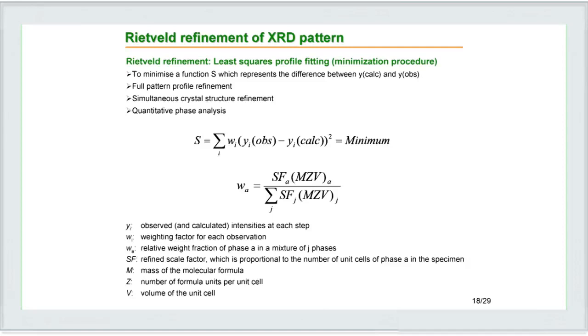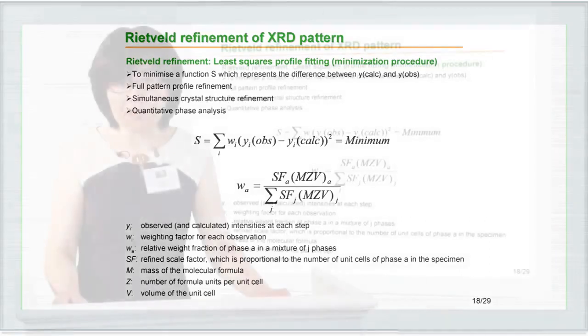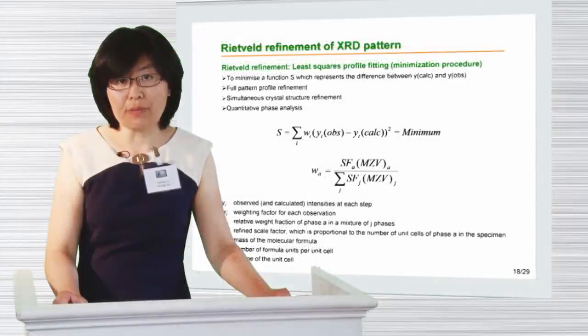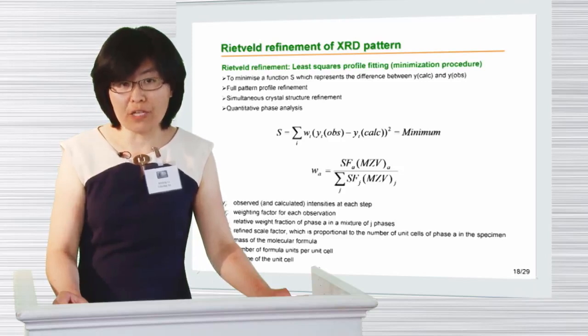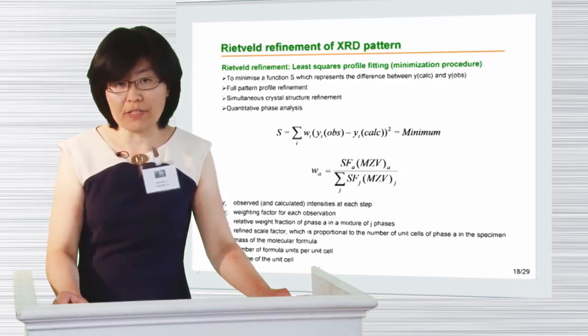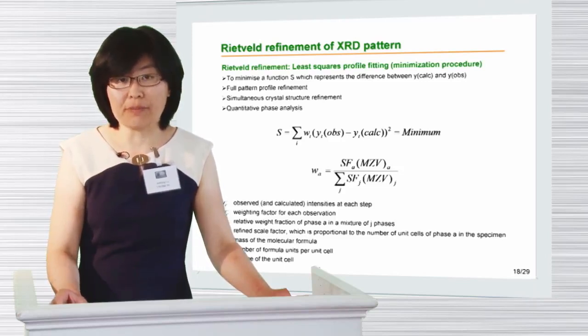And this technique can also give us simultaneous crystal structure refinement. It can give us the lattice parameter of the different phases that exist in the precipitates. And also it will give us the quantitative phase analysis, and from that we can get the volume fraction of these precipitates, especially for the nano-sized precipitates.